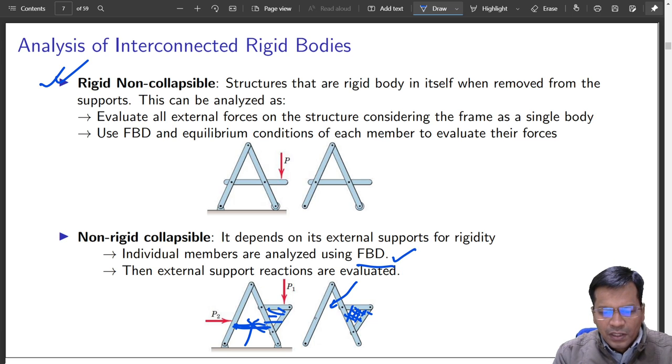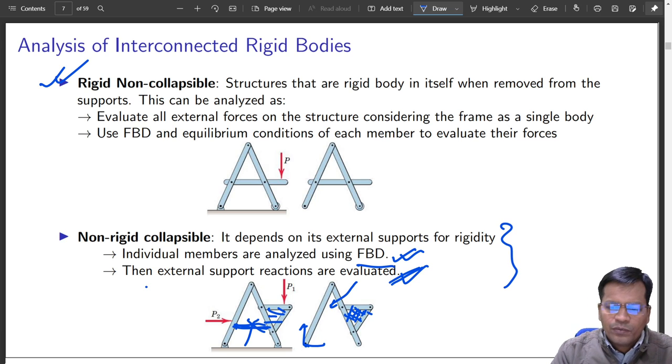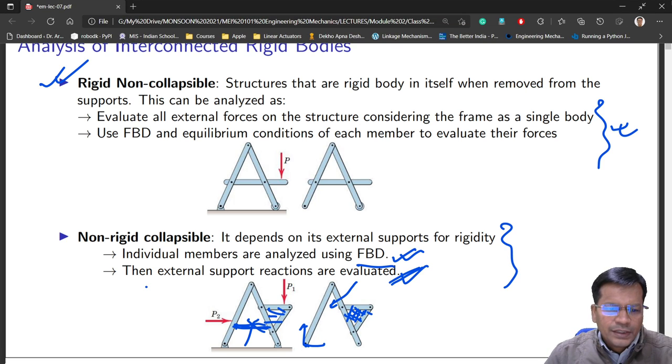So now individual members are analyzed using FBD first. Individual members can be analyzed using free body diagram first. Then external support reactions are evaluated. After that, we'll find out support reactions. How it is done, we'll see more through examples now. How that is possible: first, you have to go for FBD and then you can attempt the reaction forces, those external reaction forces. So this is a little different way we approach. This we attempted earlier for frames also, for trusses also. So, okay, let us see then.